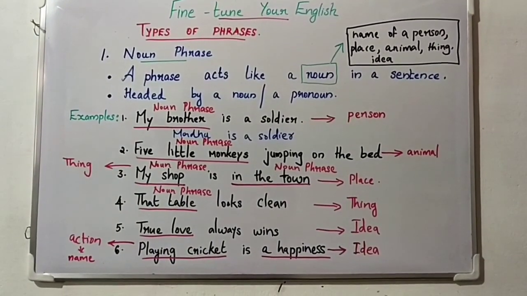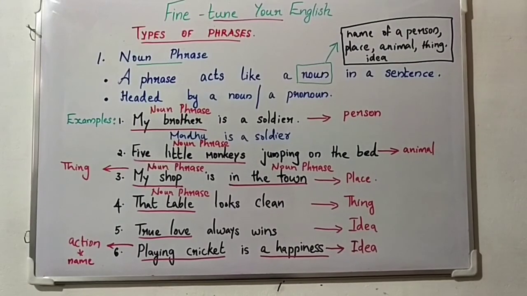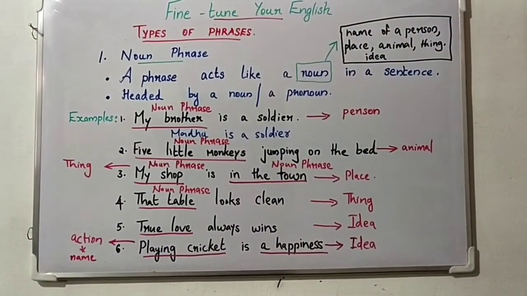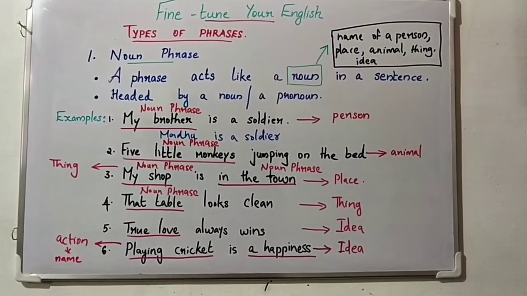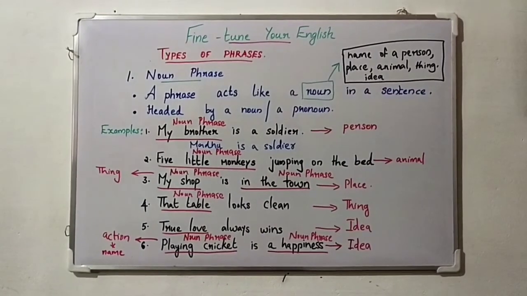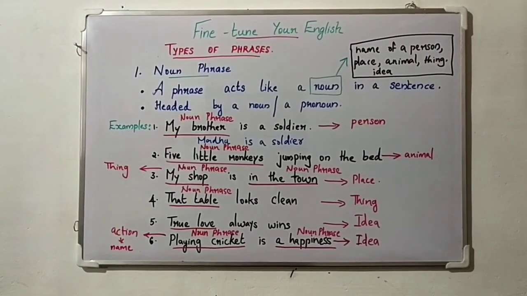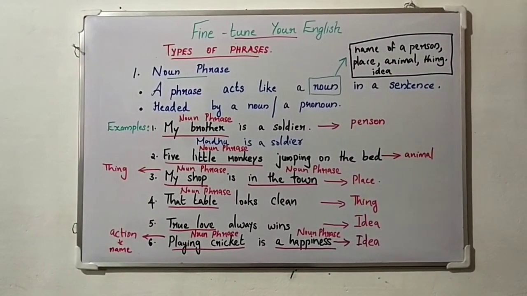Then see the next example, sixth one. Playing cricket is a happiness. So subject of the sentence is playing cricket and object is a happiness. So you can see two noun phrases are there. Playing cricket is the subject. It is referring to name of an action. Then a happiness is the name of an idea. So there are two noun phrases in the sentence. Playing cricket is a happiness.